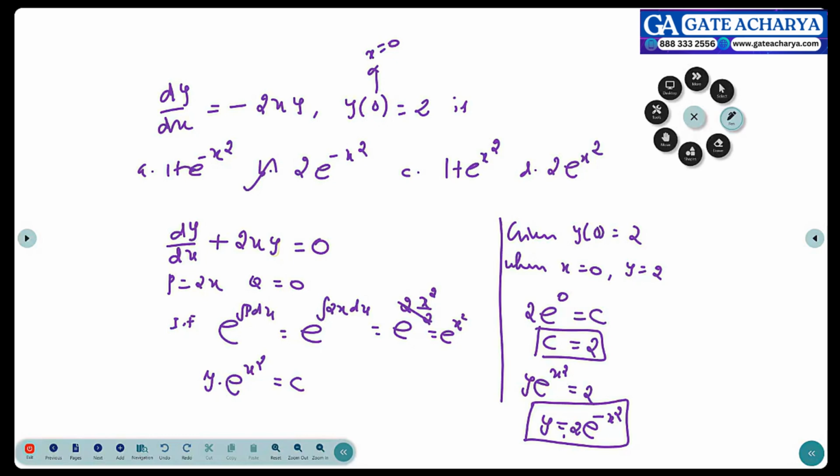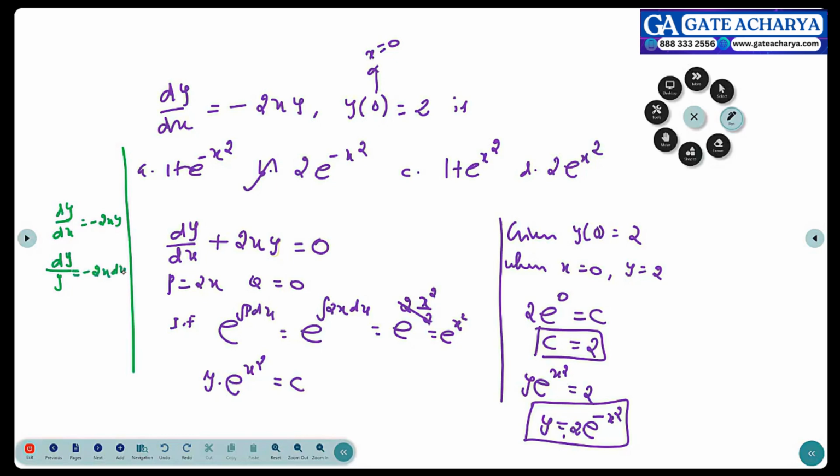Suppose in another way, we apply the variable separable concept. dy by dx is equal to minus 2xy. Variable separable means y on one side and x on the other side. So interchange x and y: take y here, divided by y, and dx multiplied on the other side.